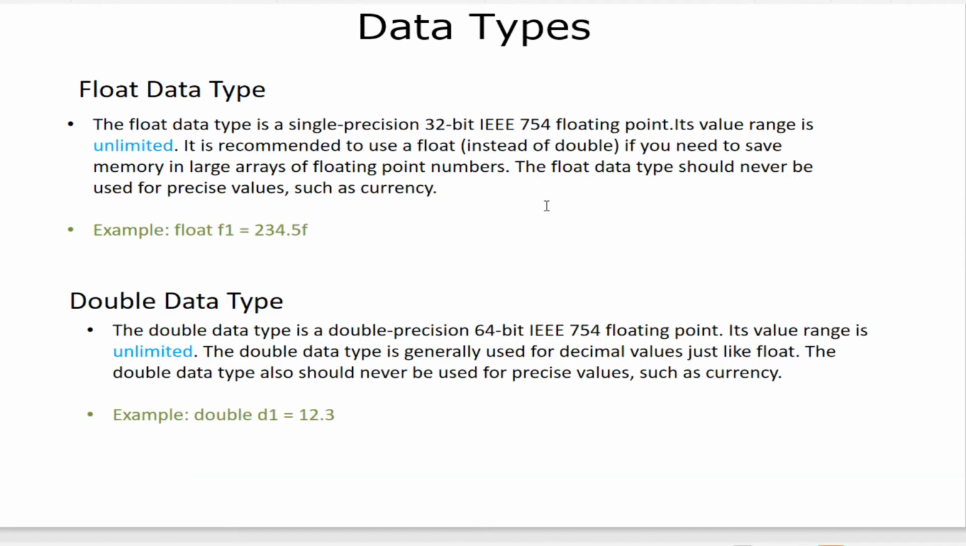Alright, so done with integers. So we go to floating points. So what are floating points? Floating points are basically decimals. So you can use two. The first one is float data type. The float data type is single precision 32-bit floating point. So the value is unlimited. For example, you want to declare f1 float. So float f1 is equals to 234.5f. So you need the f sign. But if you print it, it also prints out the f sign, the f character.